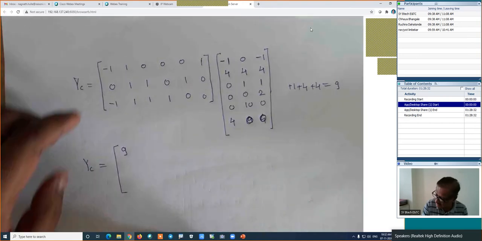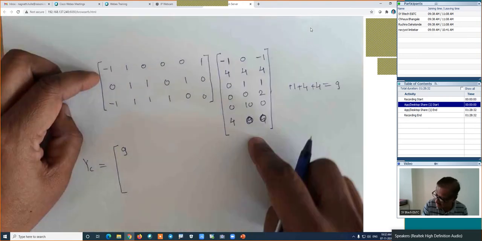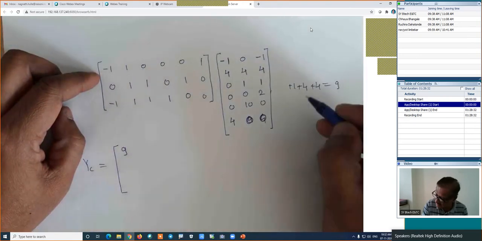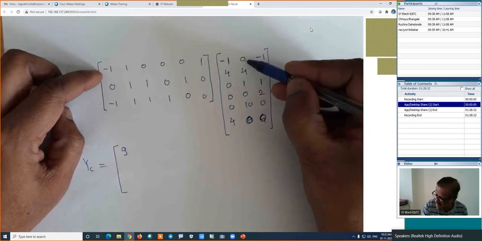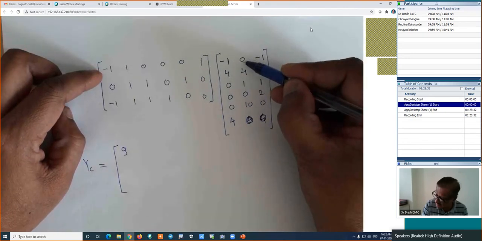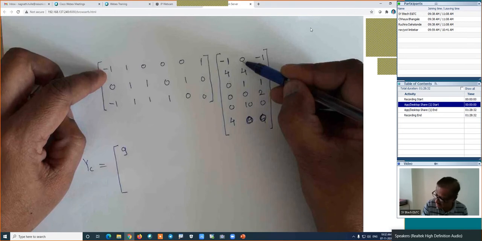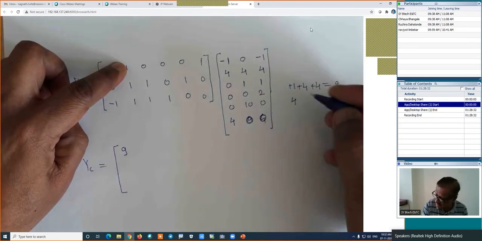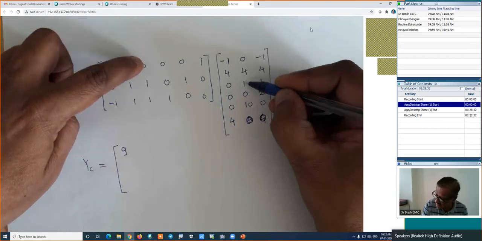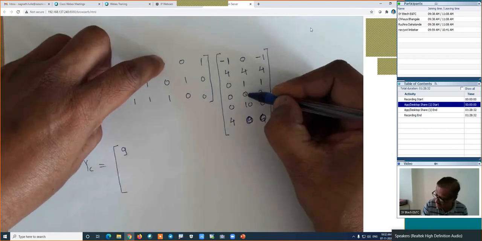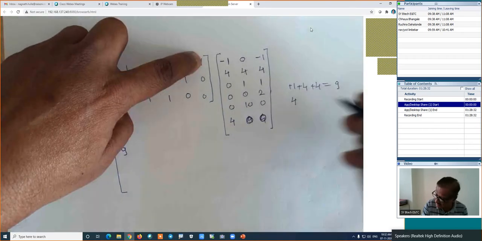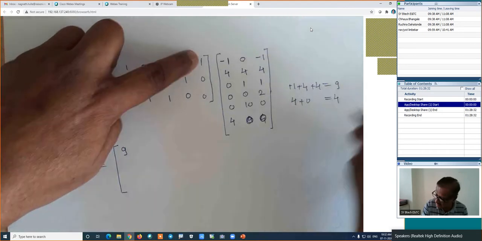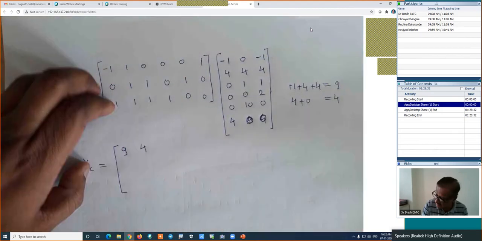Then second, this row and this column, I will write somewhere here. This is 0. 1 into 0, this is 0. Then this is 1 into 4 will be +4. This is +4. 1 into 4 will be +4. Then 0, then 0, then 0, and finally it is 0. That's why its value is 4. This entry will be the 4.